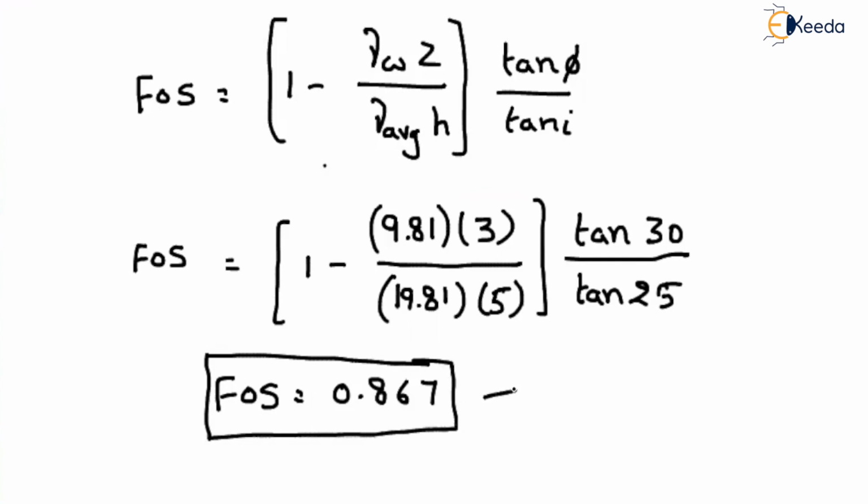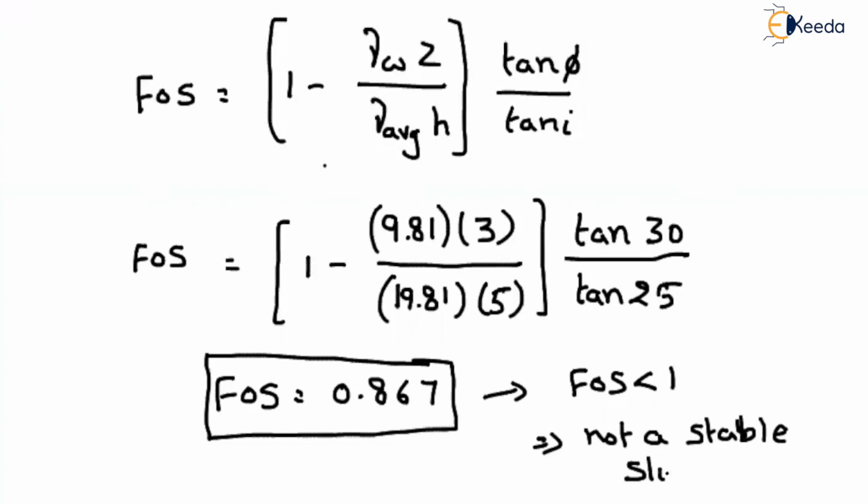Now observe this value. Is it greater than 1 or less than 1? So here we are getting a factor of safety less than 1. That means it is not a stable slope. That means because of this seepage flow, landslides will occur in this case.